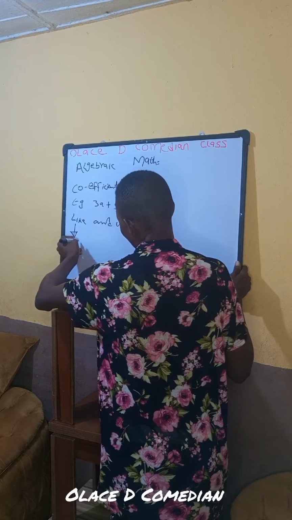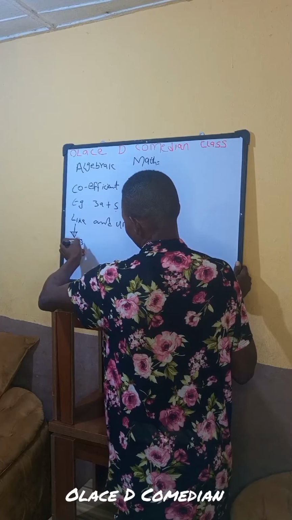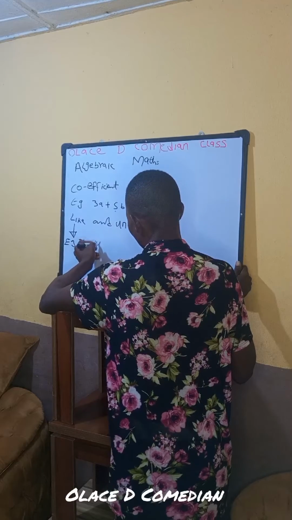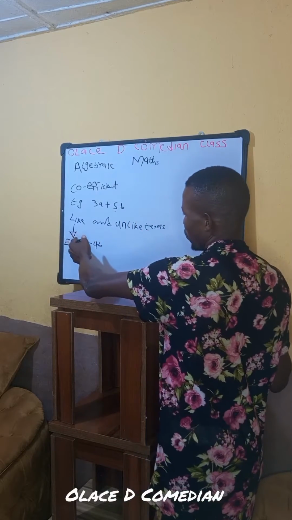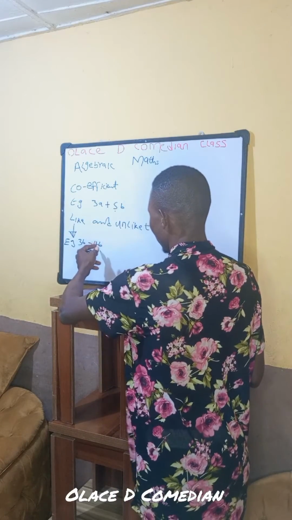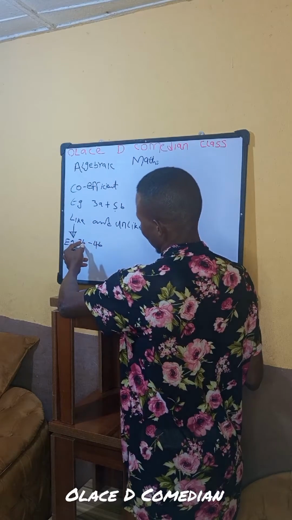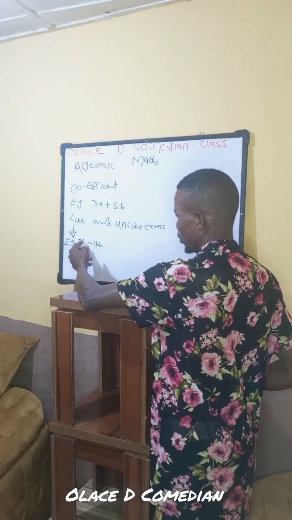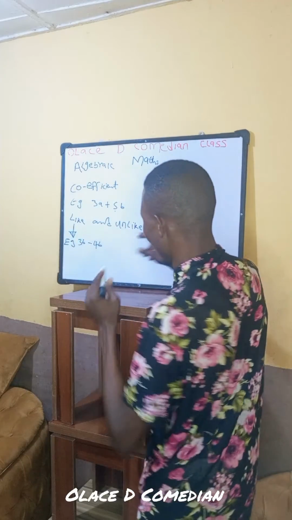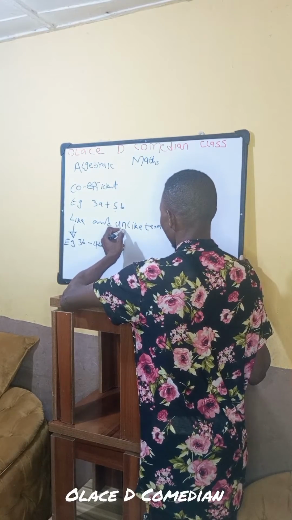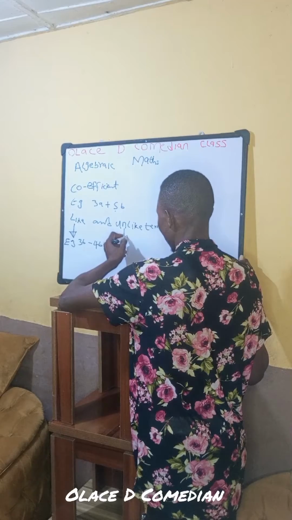E.g. we have 3b minus 4b. This is an example of like terms. Why do we call them like terms? They have the same alphabet. They have what? The same alphabet. This is b here, this is b here. That is why they are like terms.